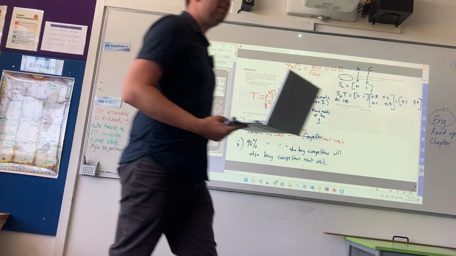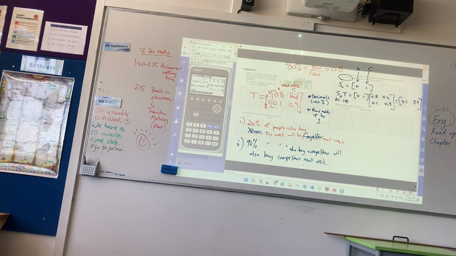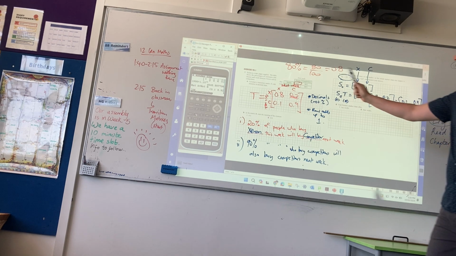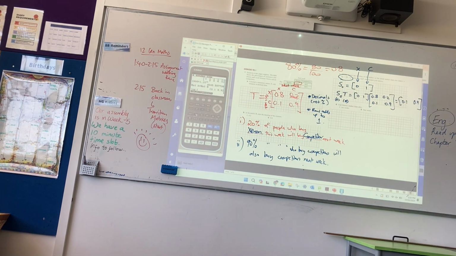Let's have a think what we've just done here with this calculation. We've got the initial state and we've times it by this transition behaviour. What was this transition behaviour telling us? It was telling us how everything changes from week to week. And we've just times it by the transition matrix once. So what this now shows us is the percentage of people who buy each product in how many weeks' time? Next week. Yeah, it's 1 week.